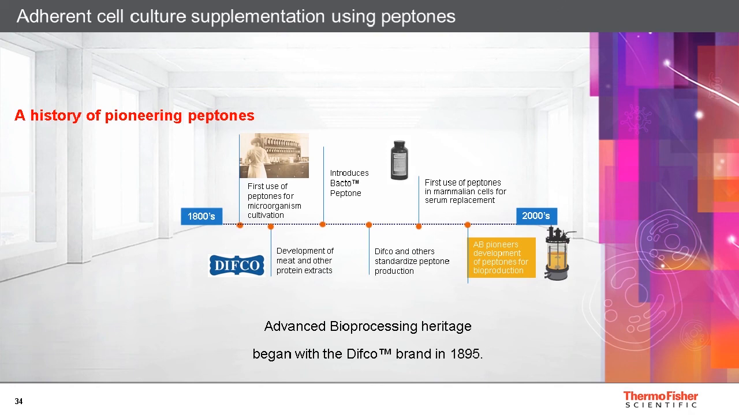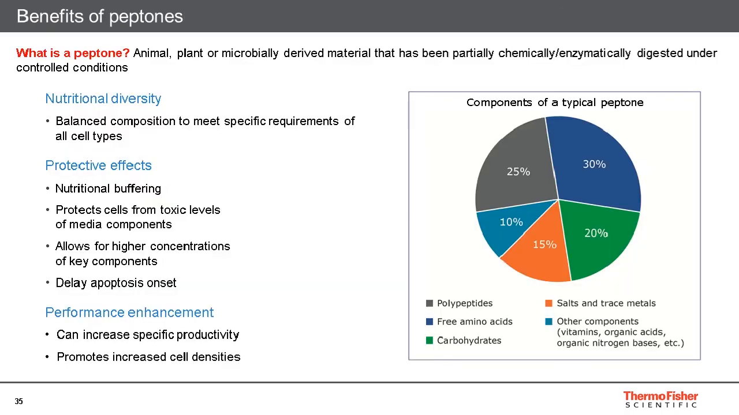So after serum, let's go to the next level, peptones. Advanced Bioprocessing is now part of Thermo Fisher Scientific. At Advanced Bioprocessing, we have a long history of developing peptones for microbial application dating back to 1895. Advanced Bioprocessing has also been a pioneer in developing animal-free peptone in the 90s to replace serum in mammalian cell culture with the Gibco and the BBL brands. With this experience, we now support 150 commercial products in the biopharmaceutical industry.